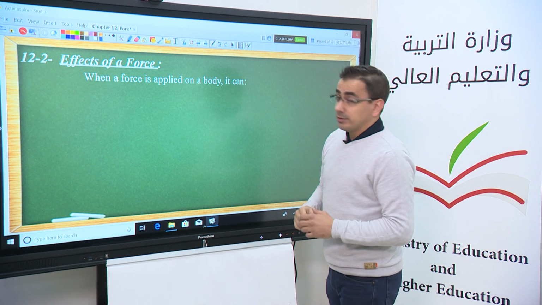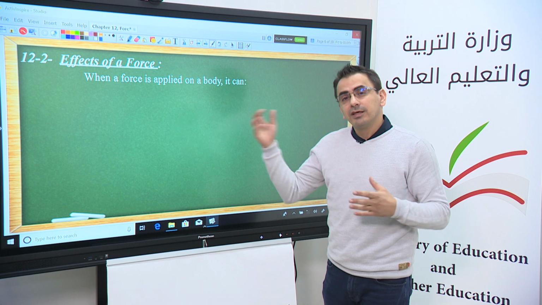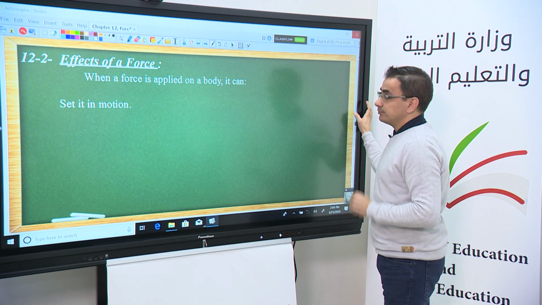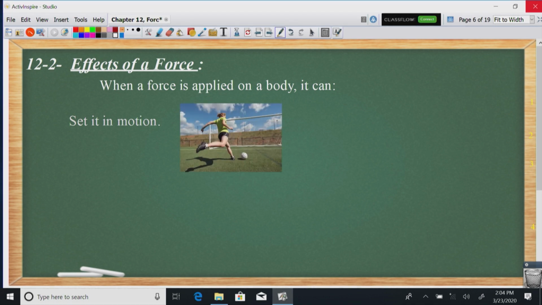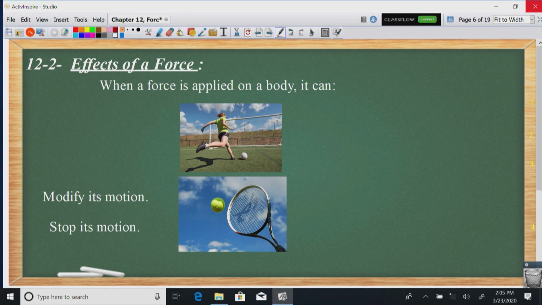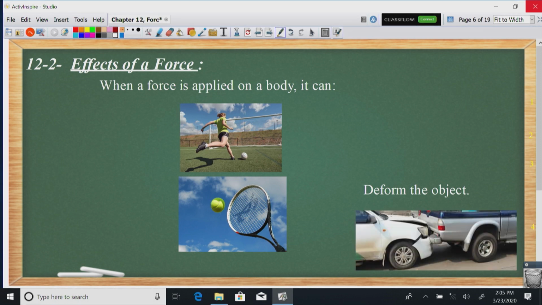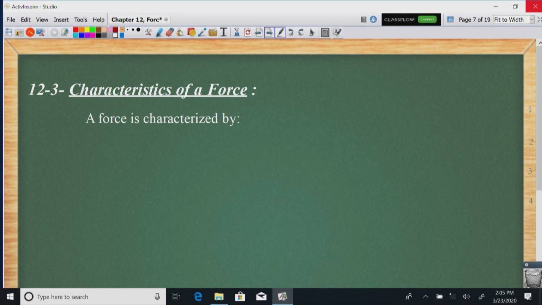Okay, when a force is applied on a body, it can produce one of the given 3 or 4 points, which are: it can set it in motion, such as when we talked about shooting the ball. It can also modify the motion, stopping the motion or changing the path of motion, such as in the example of the tennis racket. It can also deform the object and change its shape, such as in the example of the car accident. So, this is the effect of a force. We have talked about the definition of a force. Now we have seen the effects of a force. Now we move on to how we can characterize a certain force.